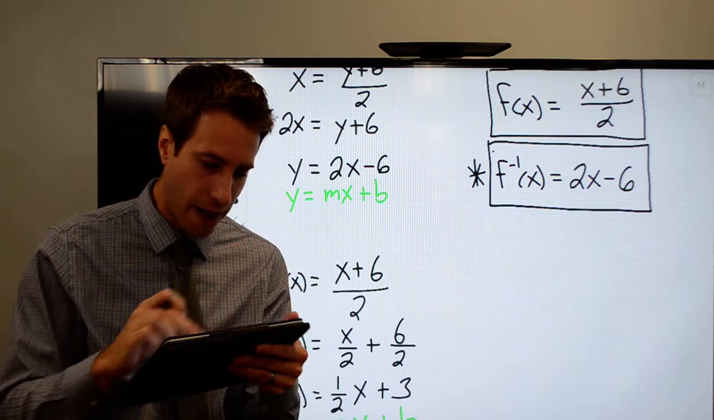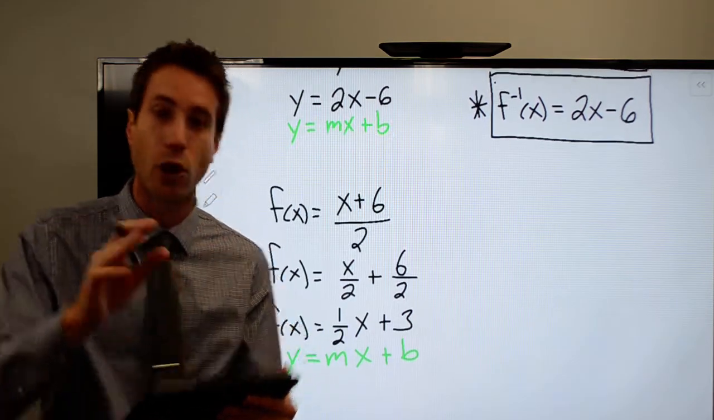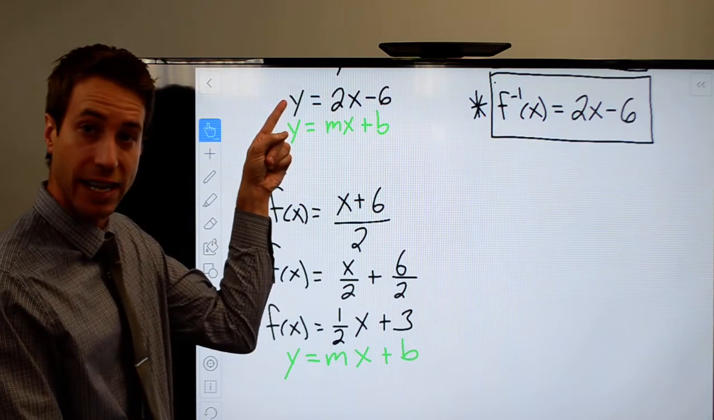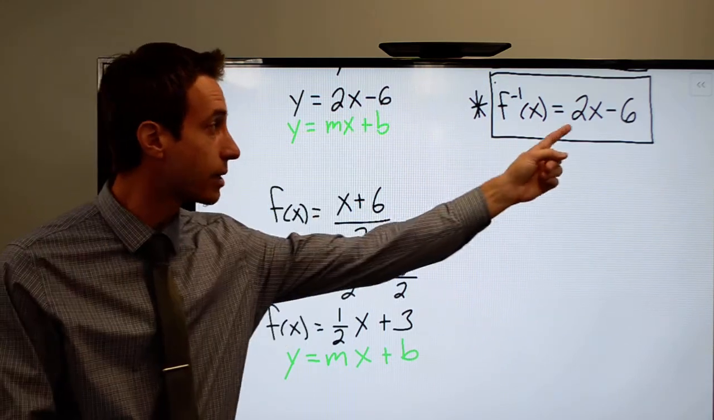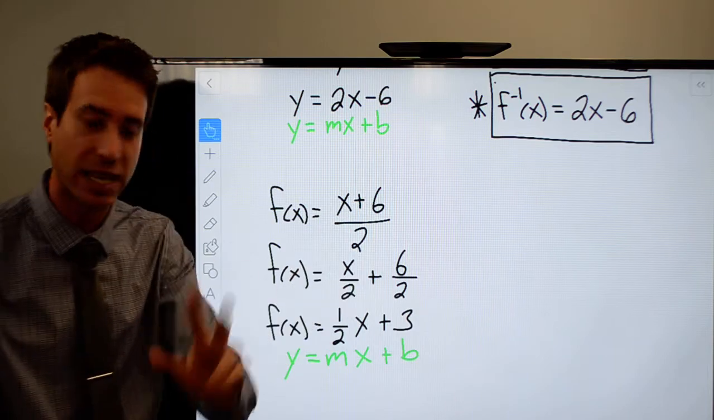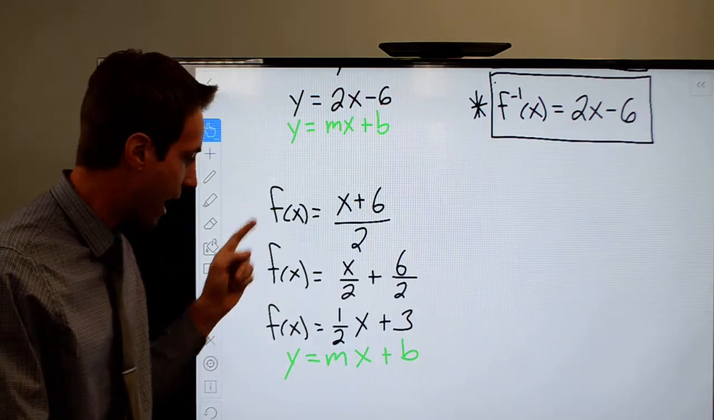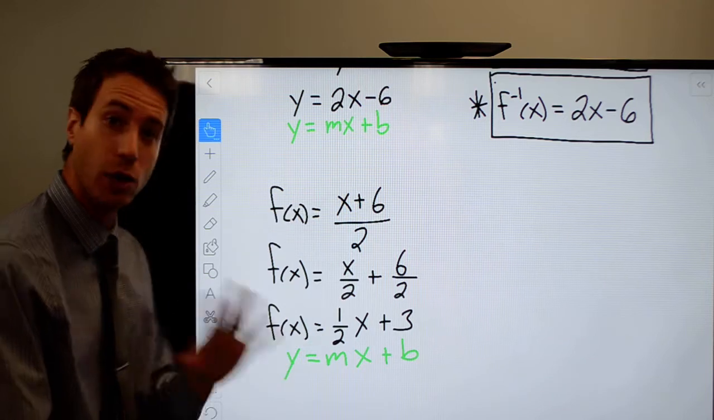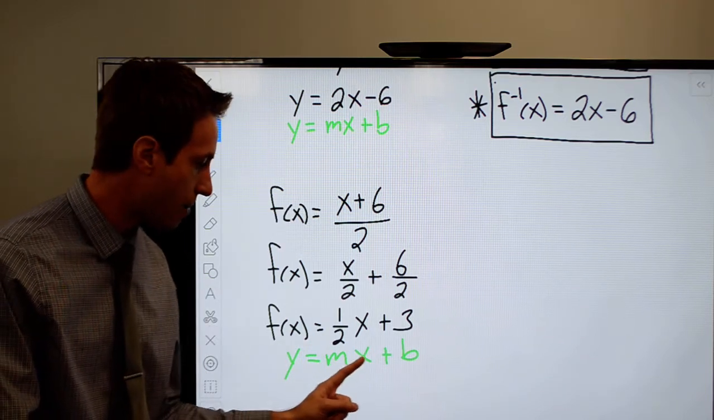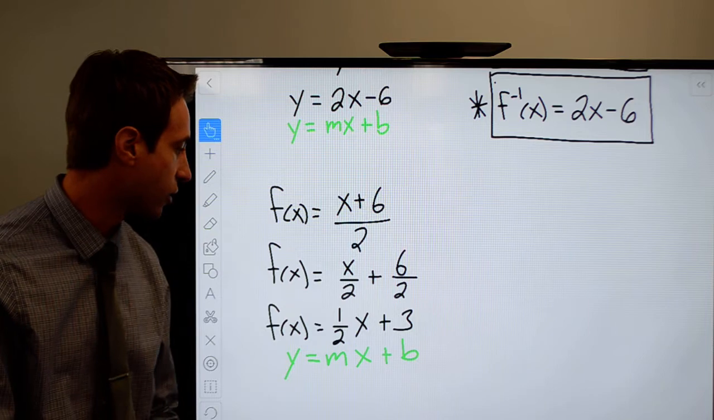All right, so there we go. I've got both of the functions that I'm going to graph. I have my inverse function right here. This is my inverse, 2x minus 6, right? That's my inverse. Y equals mx plus b, easy to graph. And the function that you were originally given, your f of x, which I have put into slope-intercept form, y equals mx plus b, so that I can easily graph that one.